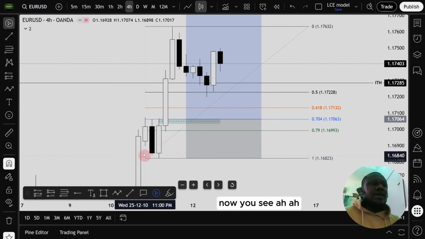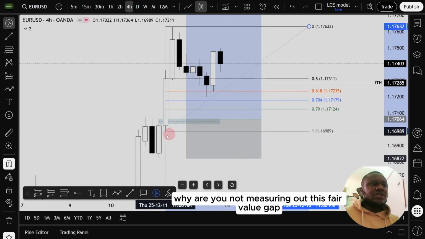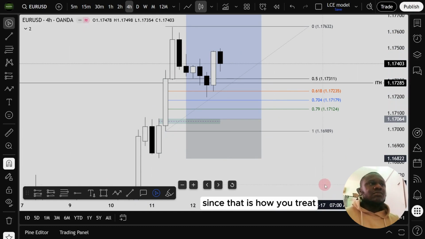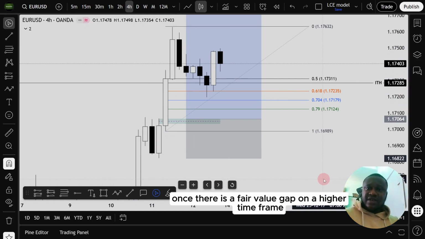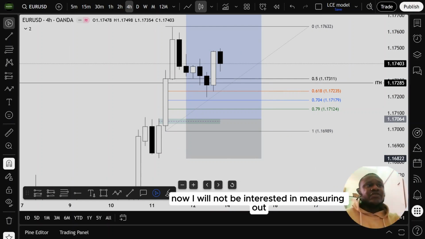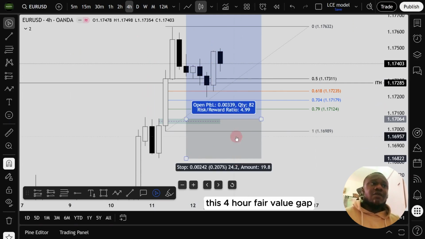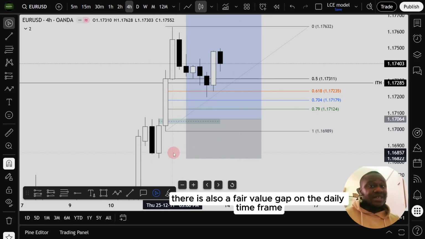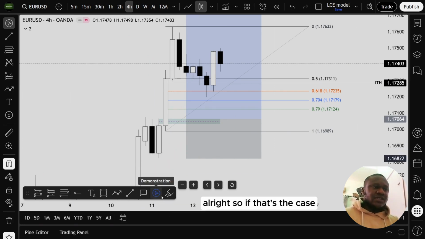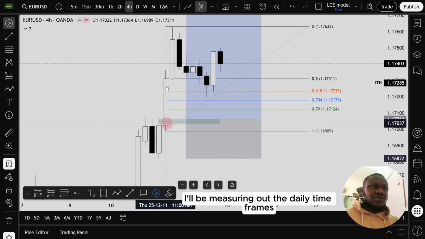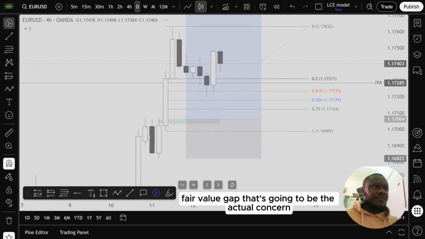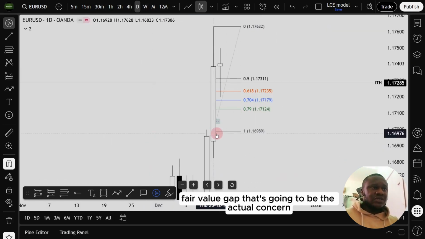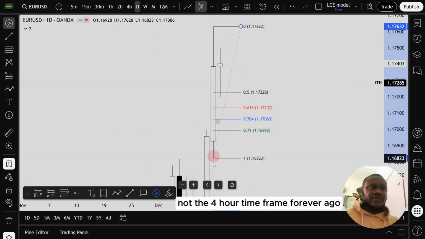Now you see, why are you not measuring out this fair value gap, since that is how you trade? Once there is a fair value gap on a higher time frame, it defeats any fair value gap on the lower time frame. Now, I'll not be interested in measuring out this 4-hour fair value gap because there is also a fair value gap on the daily time frame. So if that's the case, I'll be measuring out the daily time frame's fair value gap. That's going to be the actual concern, not the 4-hour time frame fair value gap.